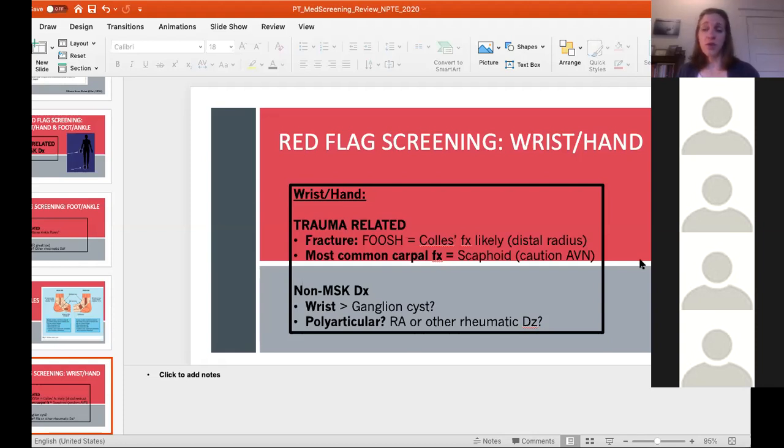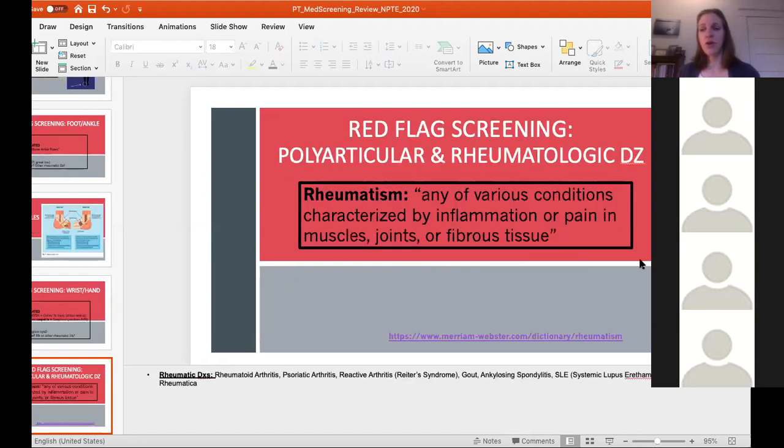If you have wrist pain that's not reproducible, maybe due to a ganglion cyst, that can be detected. Sometimes you can feel those via palpation, but oftentimes that's going to be an imaging diagnosis. And then again, polyarticular, if you have multiple small joints affected, hand, wrist, fingers, toes, you're going to be thinking more rheumatic disease, multiple joints affected, versus a purely musculoskeletal cause. And rheumatoid arthritis is going to be one of the typical diagnoses here.